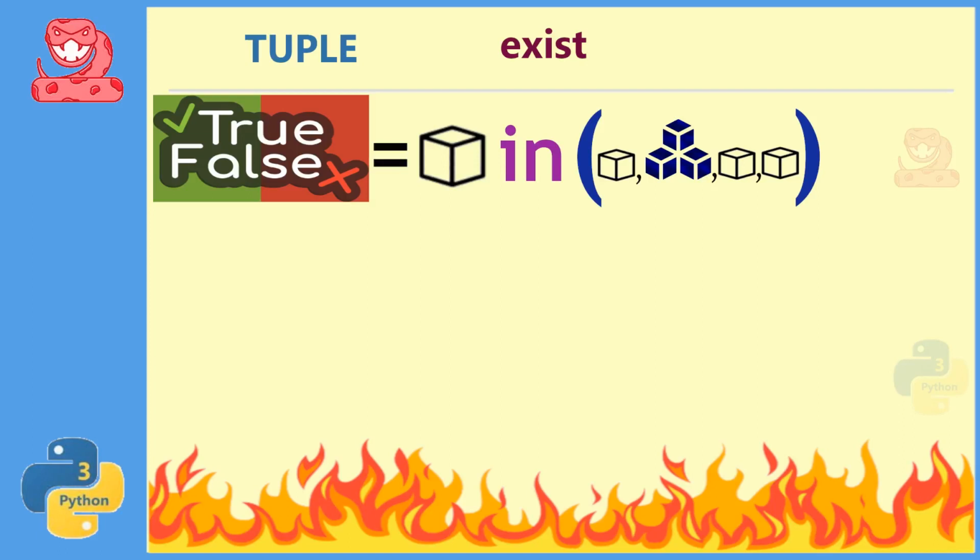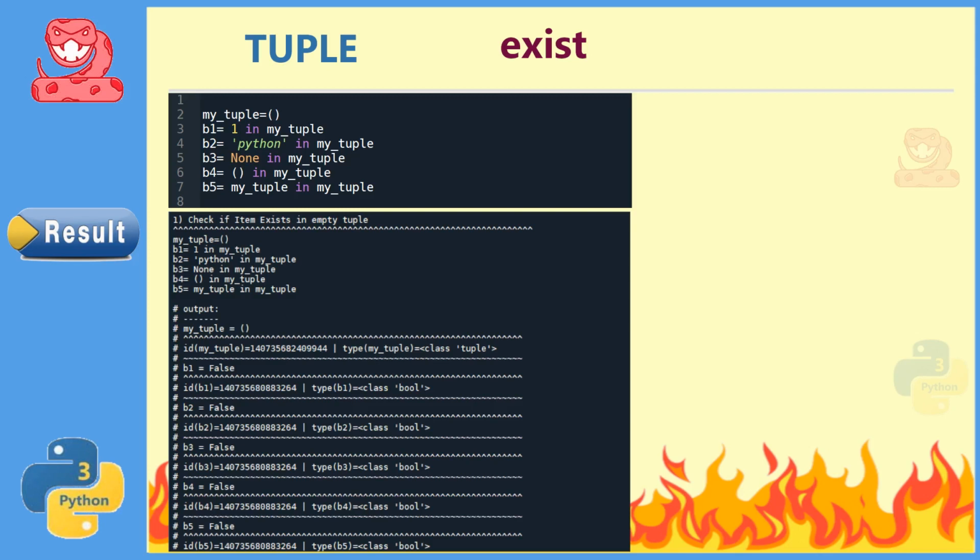Hello everyone! Let's look at how we can check if an element exists in a tuple. To determine if a specified item is present in a tuple, use the in keyword. First, let's try to search for arbitrary values in an empty tuple.